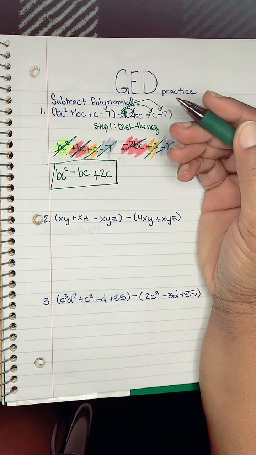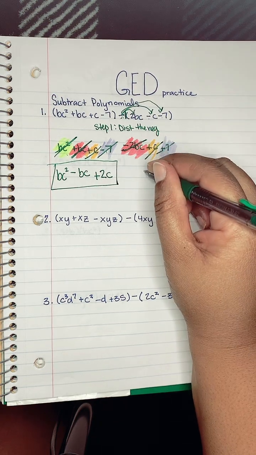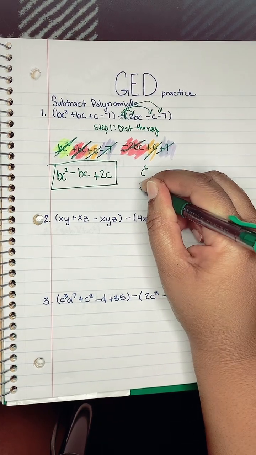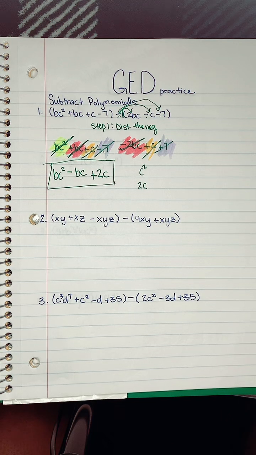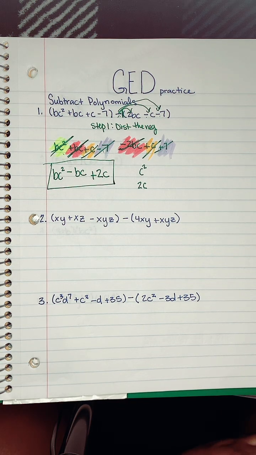So let's talk about that. How do we get C squared versus 2C? There's a difference. This is how we get confused.